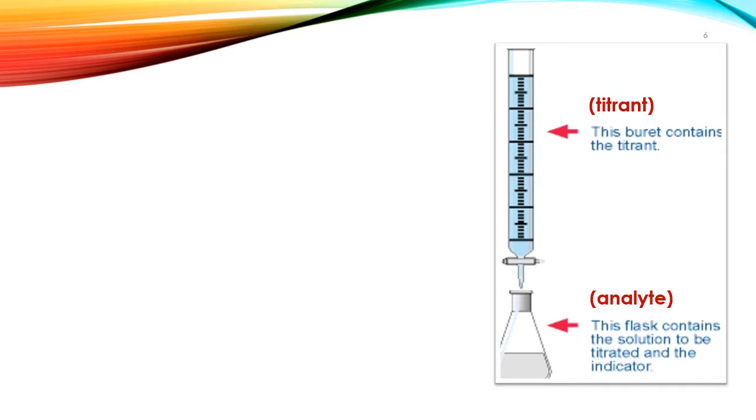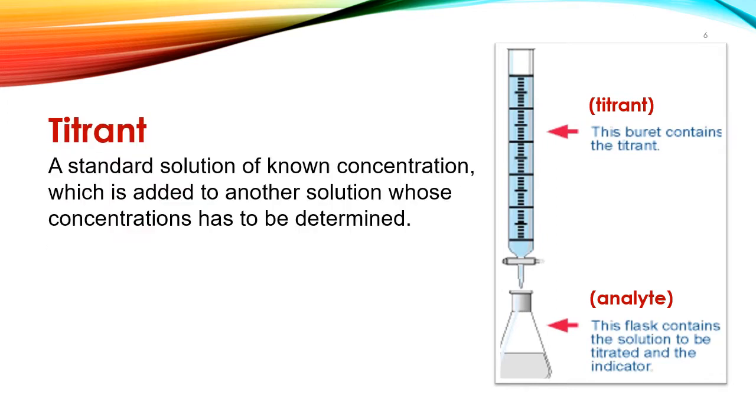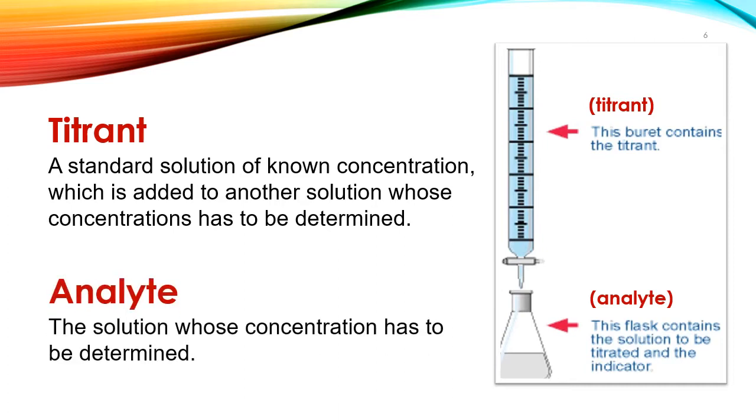First, the titrant. Titrant is placed in the burette. The titrant is defined as a standard solution of a known concentration which is added to another solution whose concentration has to be determined. The next solution is the analyte. Analyte was placed in the conical flask. Analyte is defined as the solution whose concentration has to be determined.